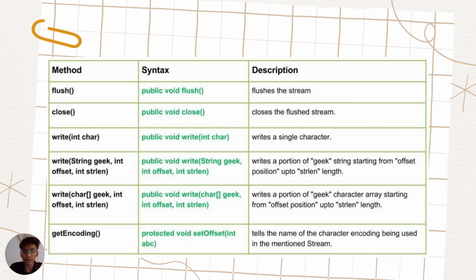Now let's take a look at the methods for our output stream writer. For output stream writer, we have a few extra methods. First off is flush. Flush flushes the stream, as the name says.